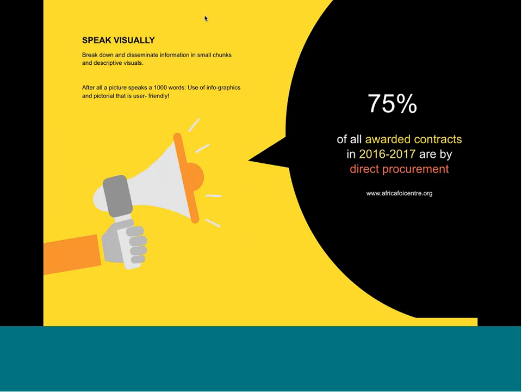From 2016 and 2017, Michael mentioned that 75% of the procurements were done using direct procurement. So how did they come up with that statistic when most of the procurements are not automated in Uganda?